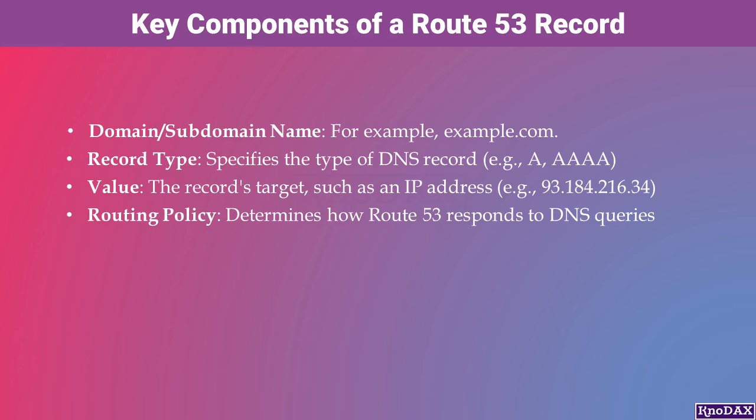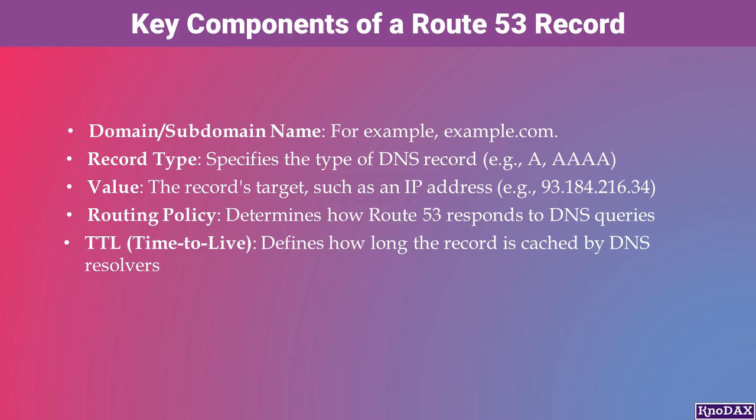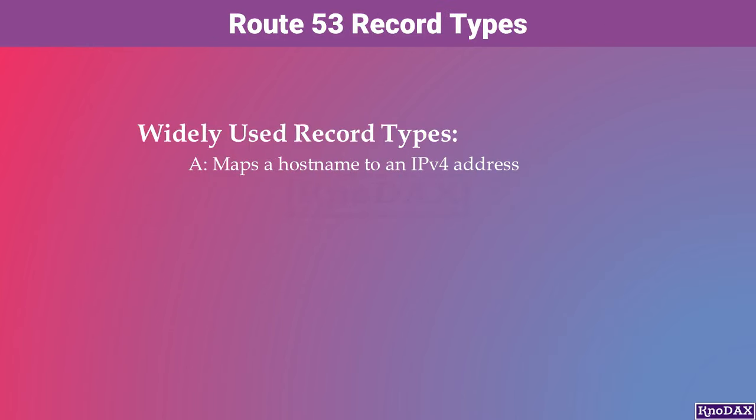It determines how Route 53 directs DNS queries, ensuring traffic is handled according to your configuration. Finally, there's the TTL, or time to live. This tells DNS resolvers how long they should cache the record before checking for updates. Let's take a closer look at the Route 53 record types.